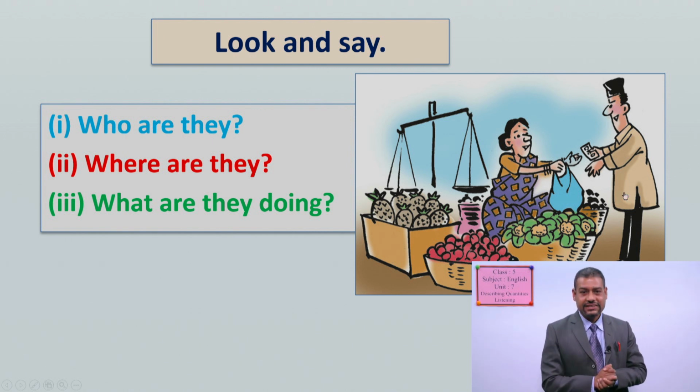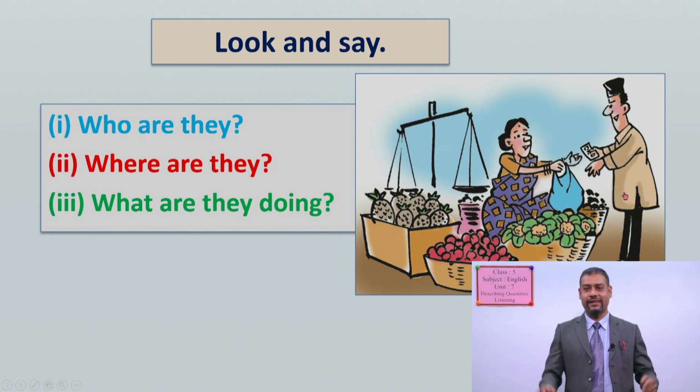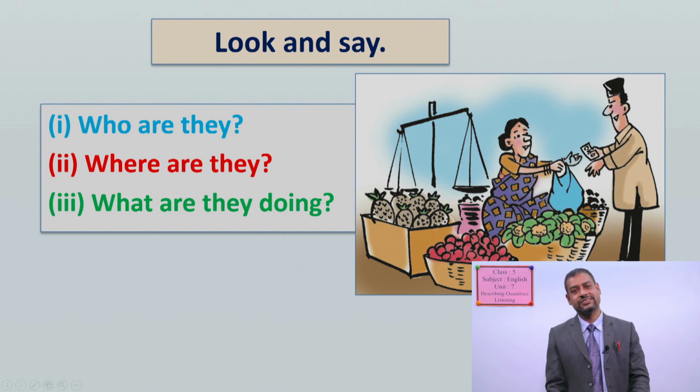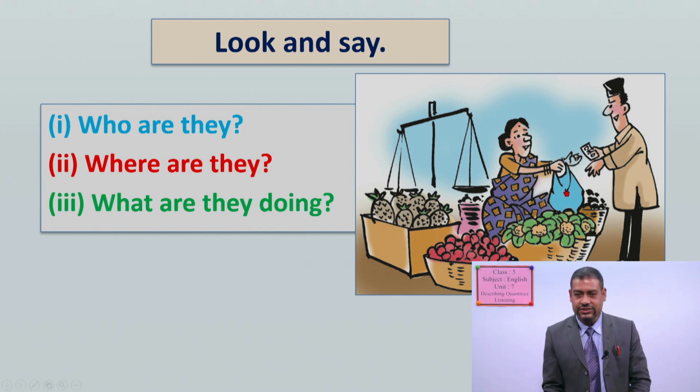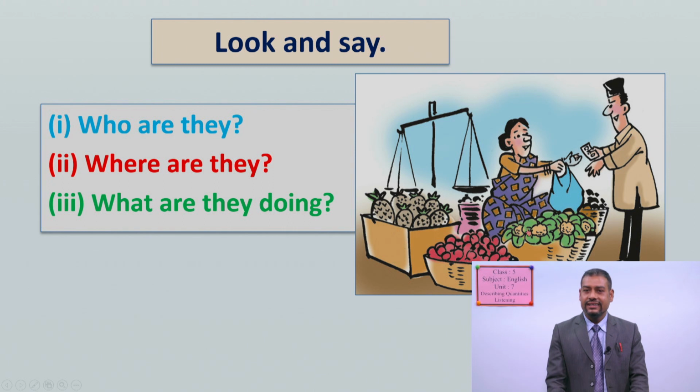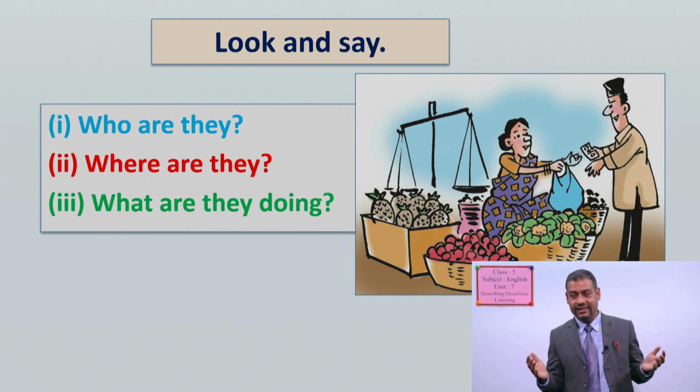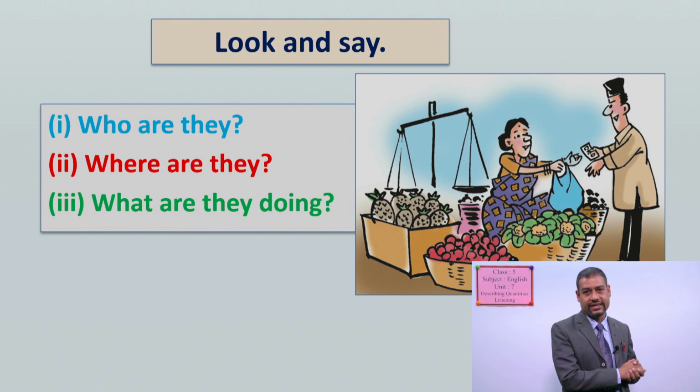Now, question number 2, where are they? See, look at the picture. It's very simple. And your answer is, please tell me once again. Very good. They are at a fruit shop. Okay, see, fruit shop. You can find different varieties of fruits here and this man is buying, she is selling. So where are they? They are at the fruit shop, you can say.